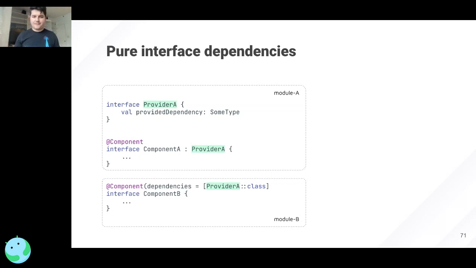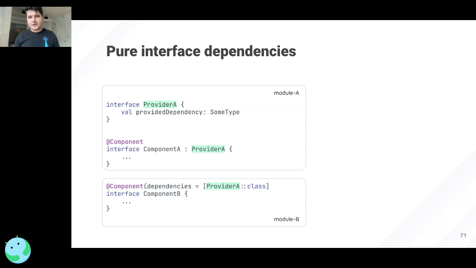However, as you can see, provider is a pure interface. It does not know anything about Dagger. On the other hand, we have component A, which extends the functionality of provider A, which is another interface. And this one is marked with component.